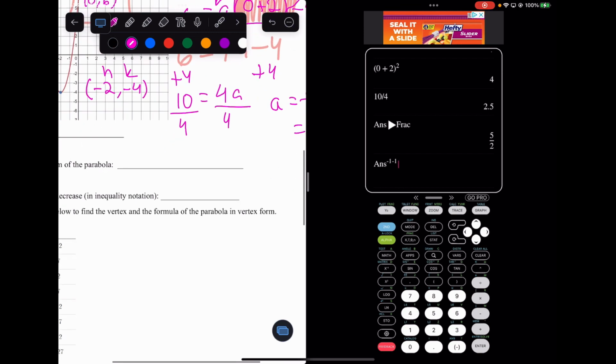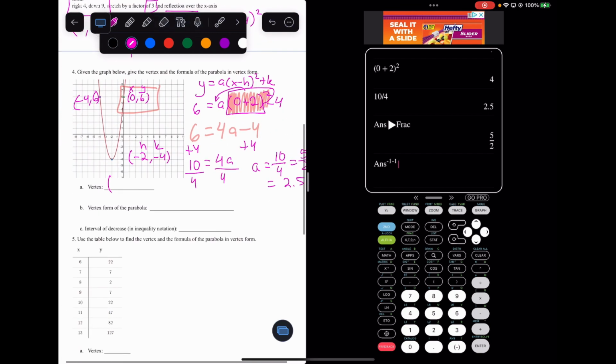So now we can go ahead. We know our vertex is (-2, -4).